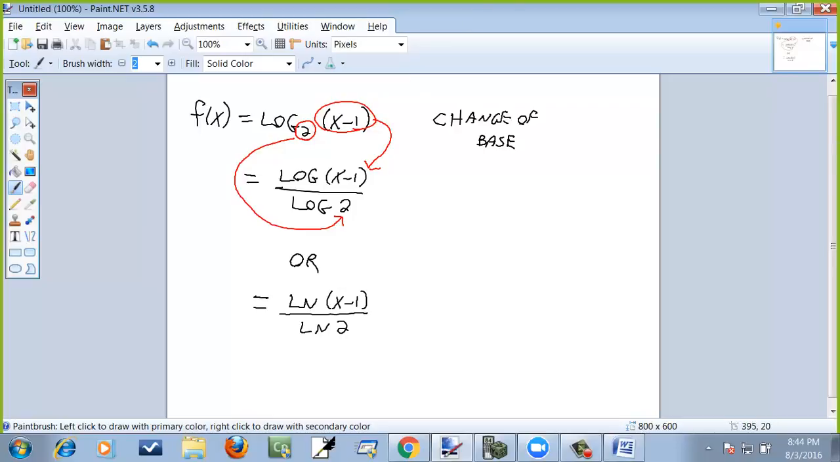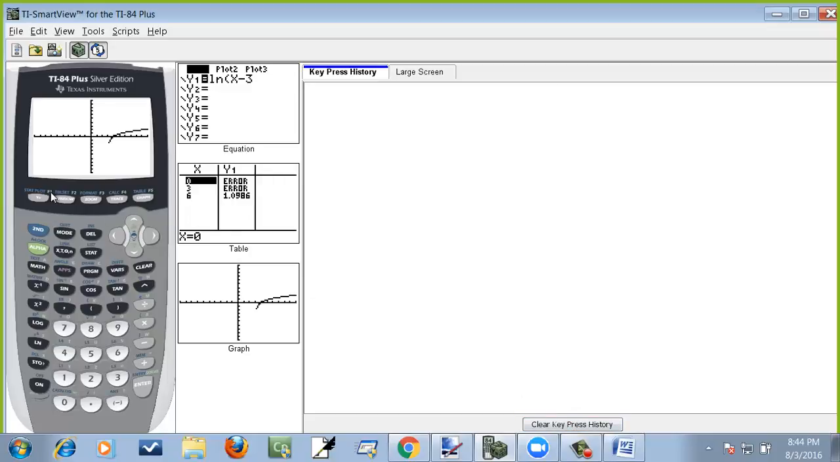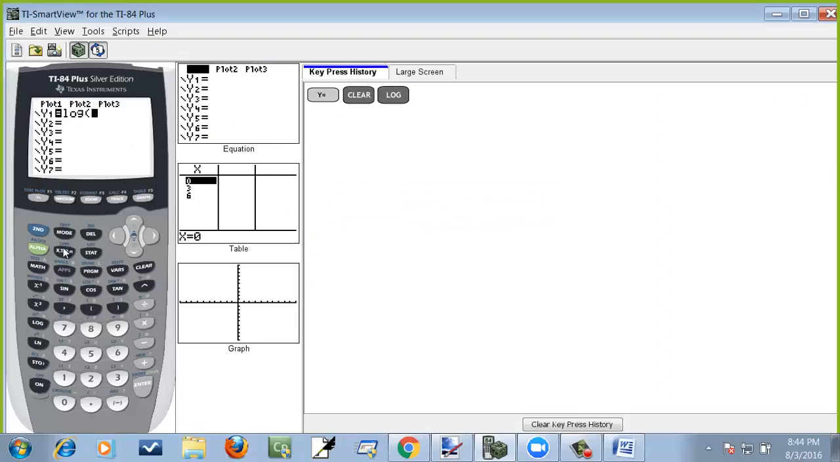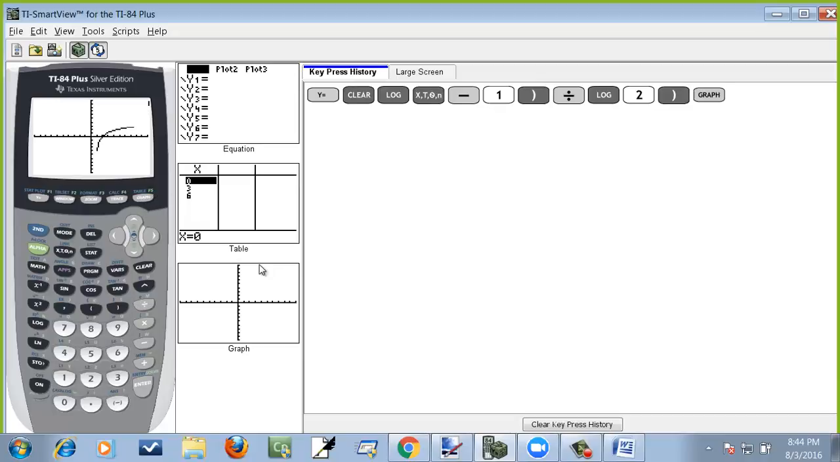So let's go ahead and graph the top one. I'm going to press my y equals, press my clear. I got log of x minus 1, closing parentheses, divided by log of 2. And I can put a closing parentheses at the very end if I want. I don't have to. And then I'll press graph. Now again, these graphs never just end. This keeps going down forever. It's a flaw with the calculator. But that would be our graph.